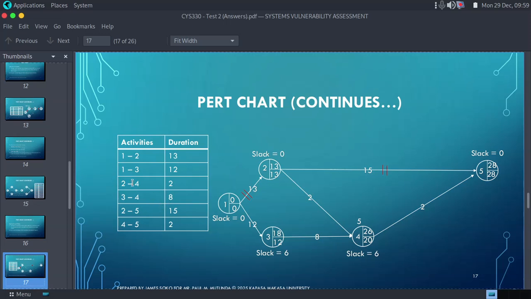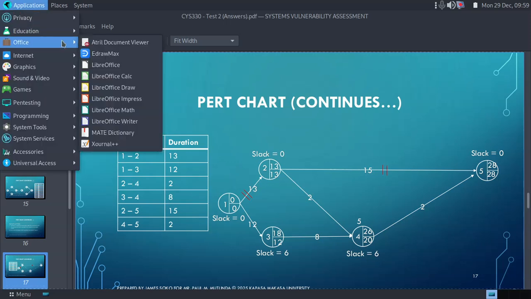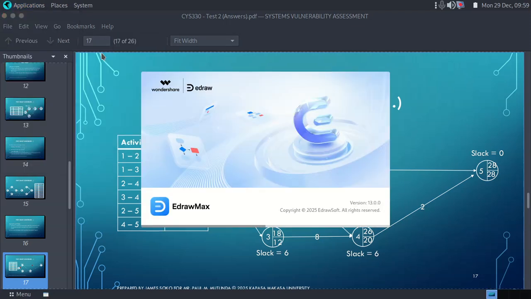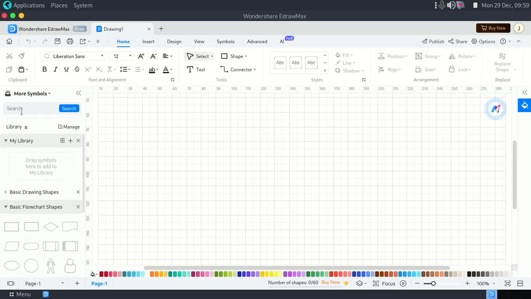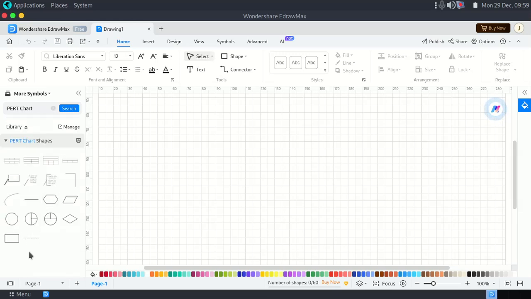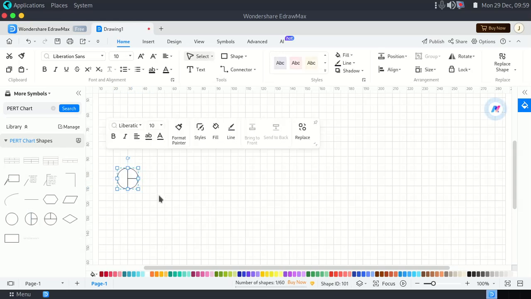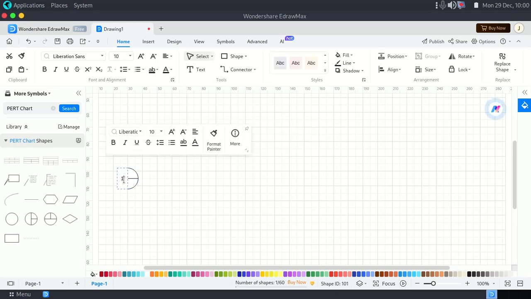Whatever we were doing at first, we were using letters such as A, B, C. Now here we have numbers instead of letters. So let's see how we can deal with this one. We open our Hydromax and start with a blank project, just search for PERT chart. Remember, this is the symbol we'll be using. For our PERT chart, we always start with the starting point, which is node number 1. Now we can start.